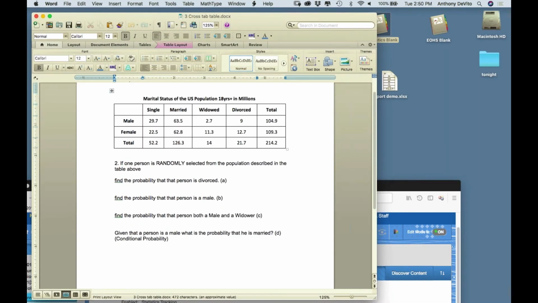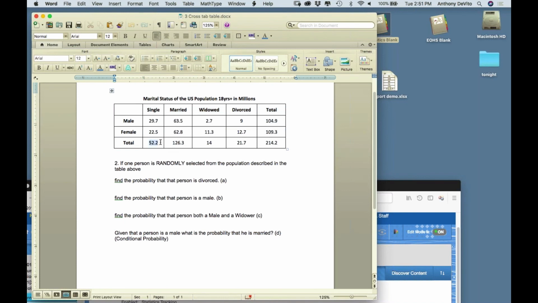Okay, so here's a table. Sometimes we call this a cross tab. Sometimes we call it a contingency table. But it's a table of rows and columns. And in the rows, we have gender. And in the columns, we have marital status. And there's a total at the end, to make things complete.